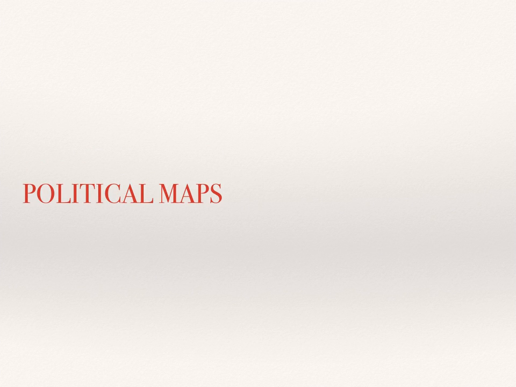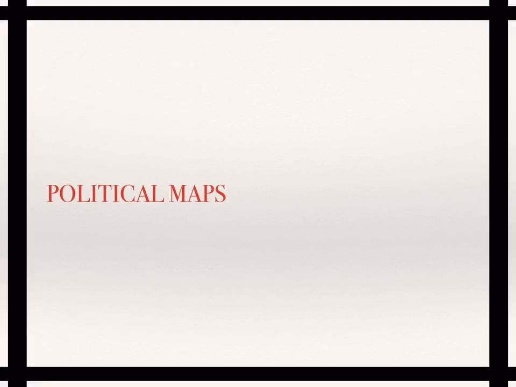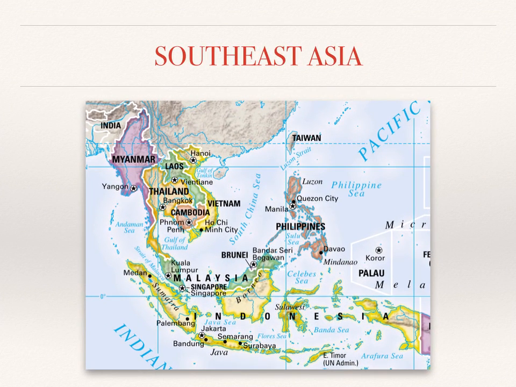Political maps. Southeast Asia. Here you have a political map of Southeast Asia. You should pause, take a moment, identify some of the main countries. You have Vietnam, Laos, Cambodia, Thailand, Myanmar, Malaysia, Indonesia, the Philippines, and the tiny little countries of Brunei and Singapore.